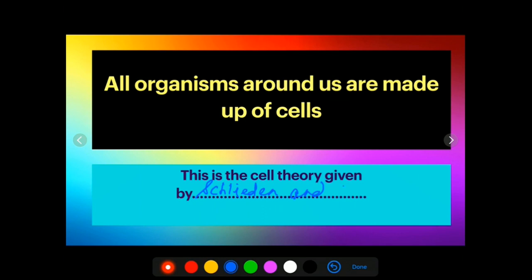Schleiden and Schwann, in which year? Yes, try to remember. In which year? It is 1838 and 1839. They proposed the cell theory.